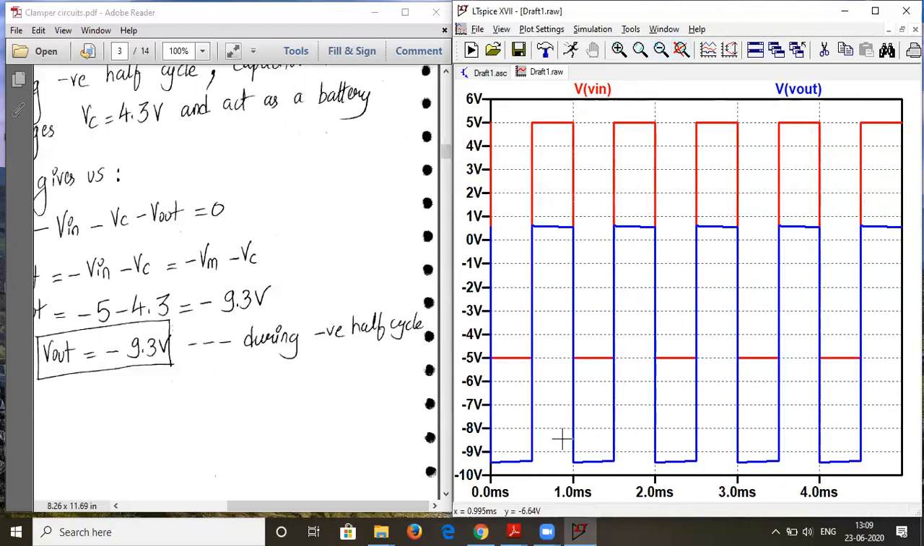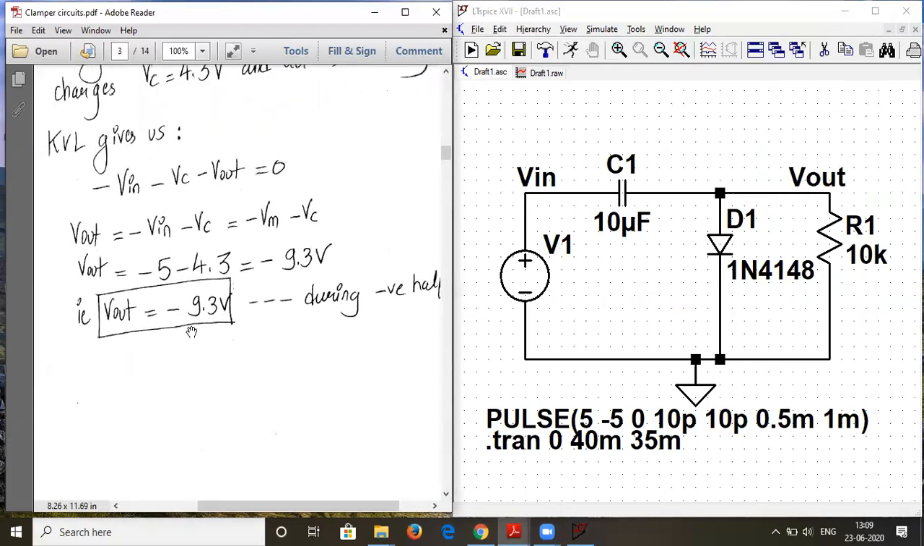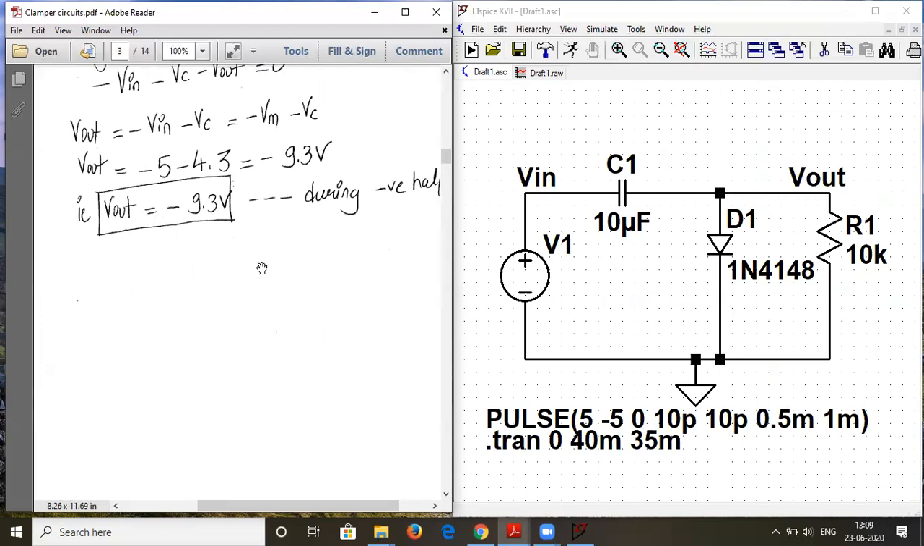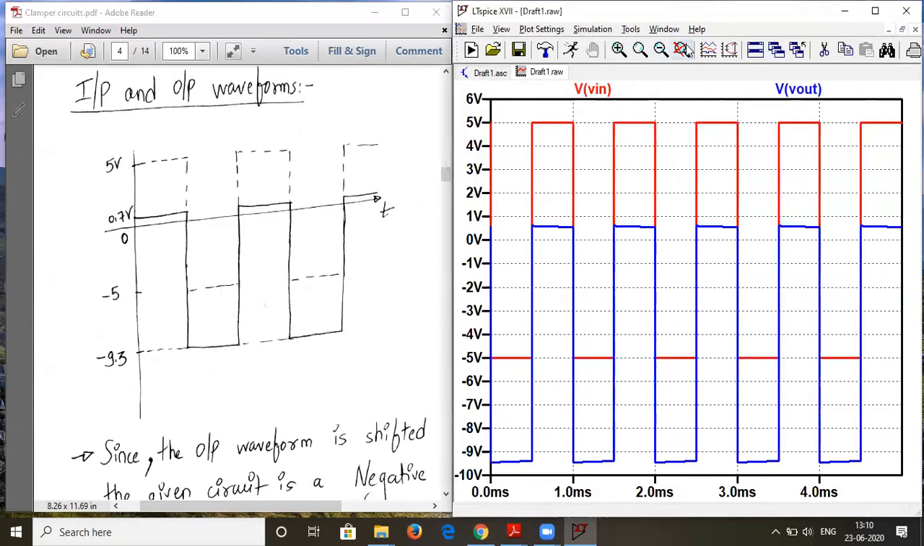And when you observe the waveform, it's almost looking like a constant, right? Although it discharges slowly because of the discharging time constant of this capacitor. So that's how you get this number as 9.3 in the clamper circuit, using the constant voltage model. So that's how the waveform looks, exactly like this.